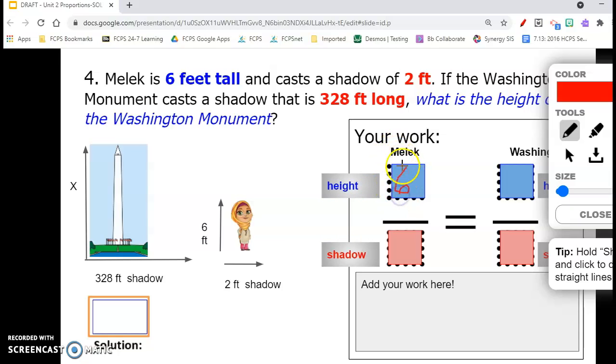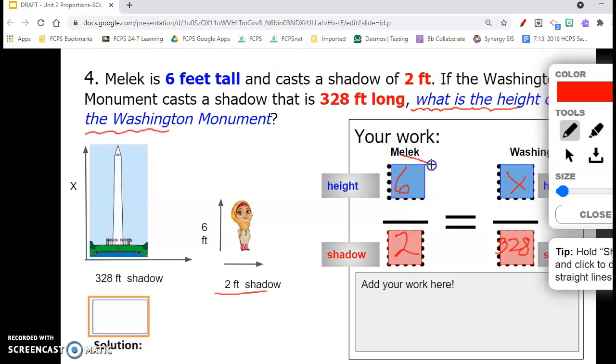And I notice my label, Melek's, here. And I know that she casts a shadow, and I'm looking at my picture, of 2 feet. I put that right there. And I know that the Washington Monument casts a shadow of 328 feet. I'm just going to write that in here. And I do not know the height. Hence, look at your word problem. What is the height of the Washington Monument? Putting X. So then we do the same old thing.